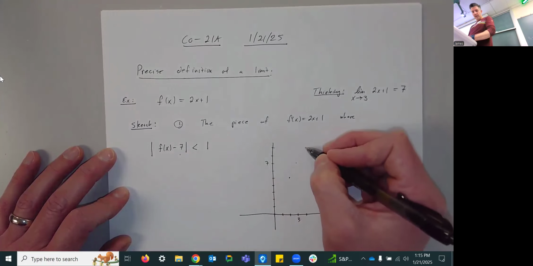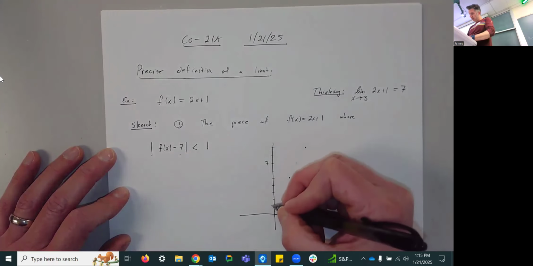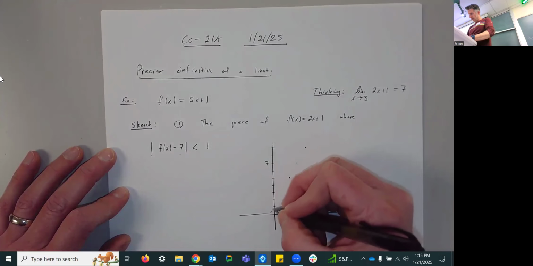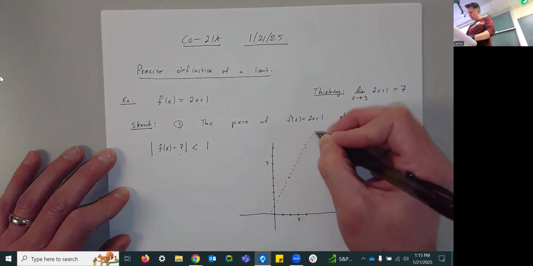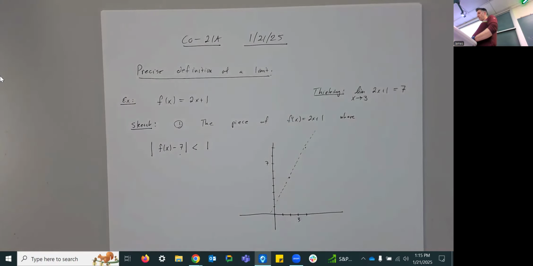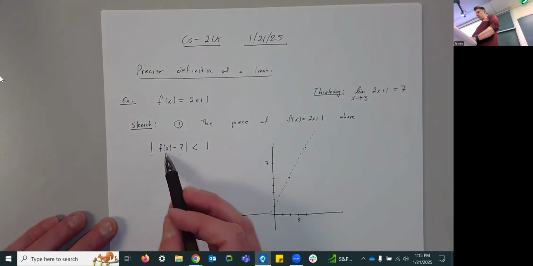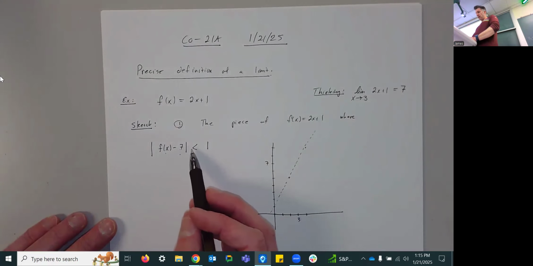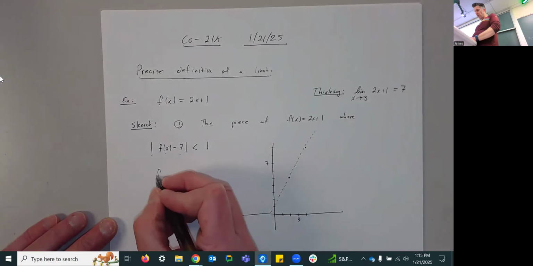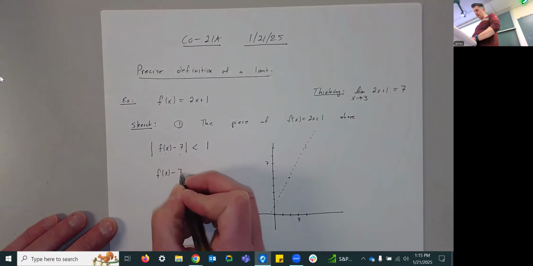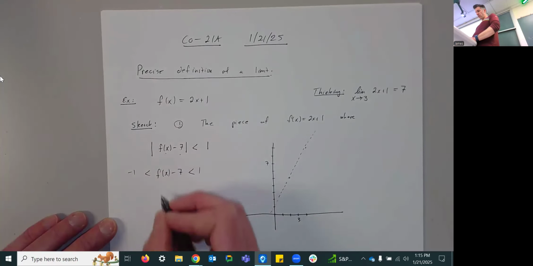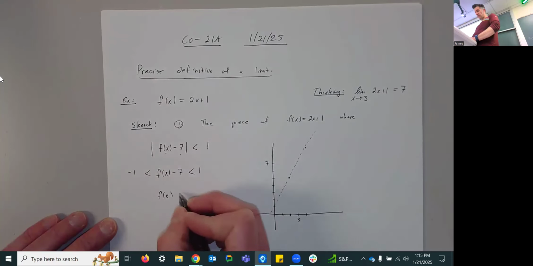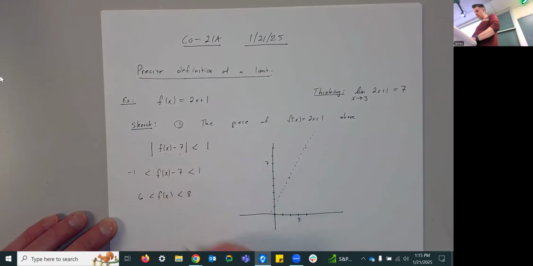Now I'm actually graphing a little bit too much here. So I'm going to draw it dashed for a second. So here's the line, y equals 2x plus 1. And then if I want the function to be within 1 of 7, well, if I actually solve this inequality, that means f of x minus 7 is less than 1, bigger than negative 1. Or in other words, f of x, my function, is between, if I add 7, 8 and 6.